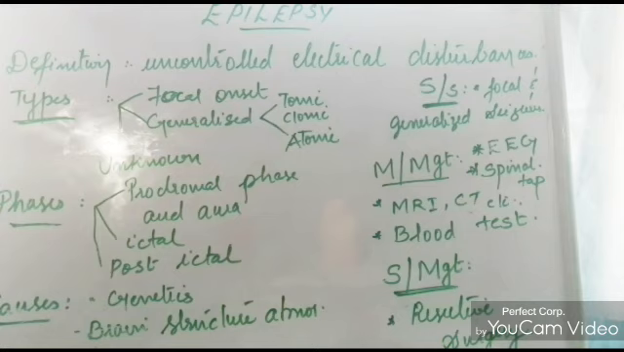The last one is nursing management. For first aid, keep other people out of the way, clear sharp objects away from the person, and don't try to stop the movements. Place the head on its side to promote airway clearance. Don't put anything in the mouth. And the last one is to prevent trauma and injury.